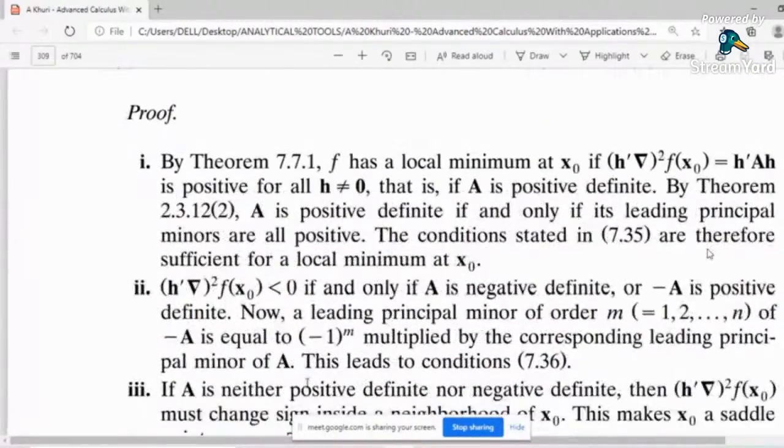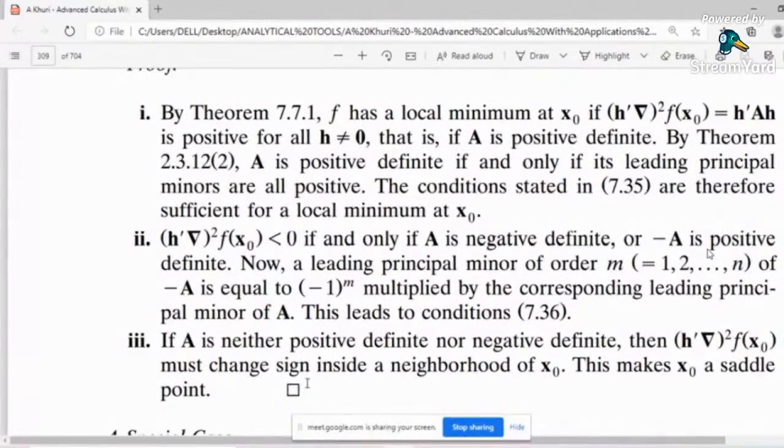So the proof is given here. I have explained all these things. F has a local maximum, F has a local minimum, if h prime del square f of x is positive for all h. That is, A is positive definite. That is, A is positive definite if and only if its leading principal minors are all positive.